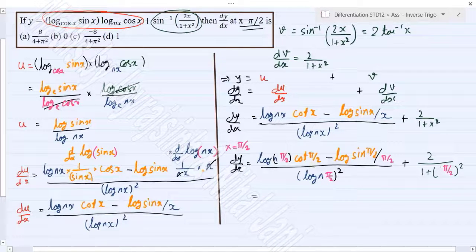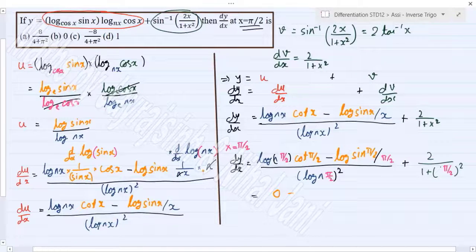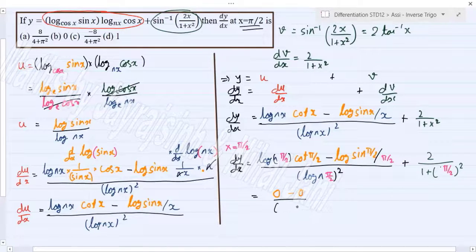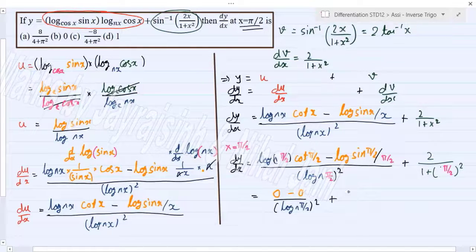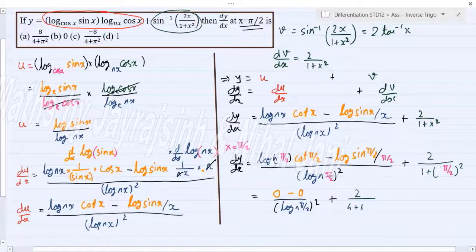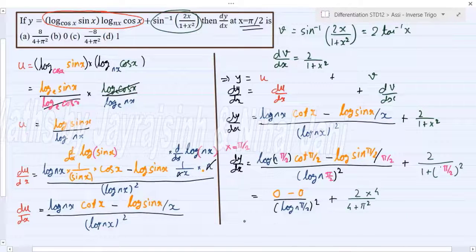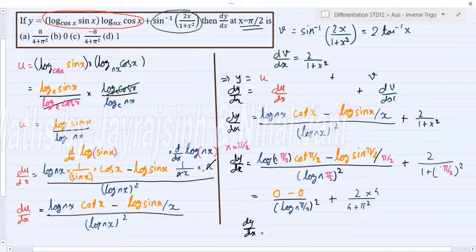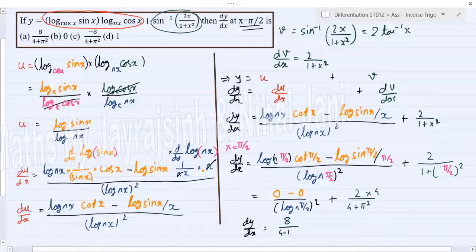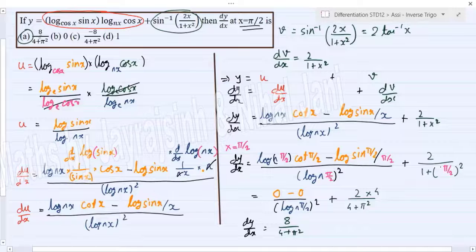Now let's simplify. The value of cot pi by 2 is 0, minus sin pi by 2 is 1, and the value of log 1 is also 0 upon your bracket, plus from the second term we will get 2 upon 4 plus pi square into 4. So finally we get our dy by dx is equal to 0 plus 8 upon 4 plus pi square, which is given in option A. Ta-da!